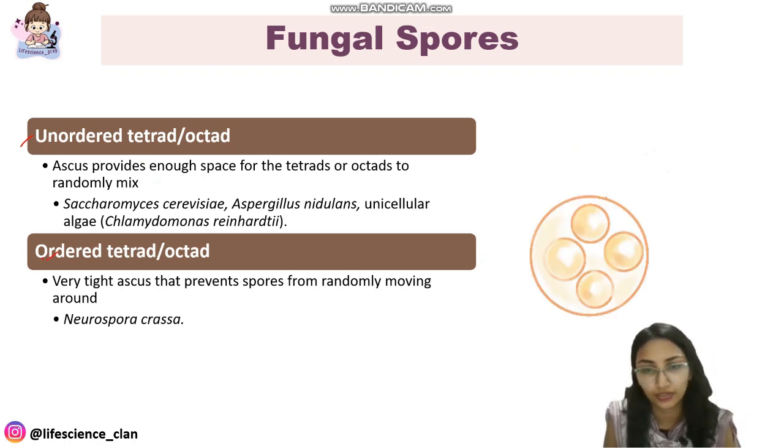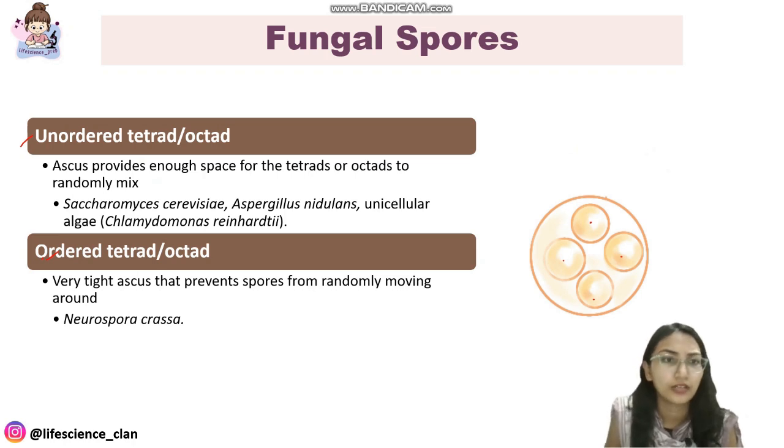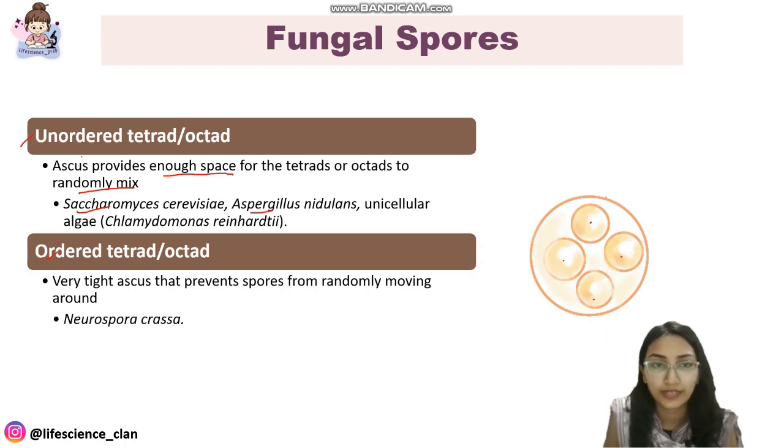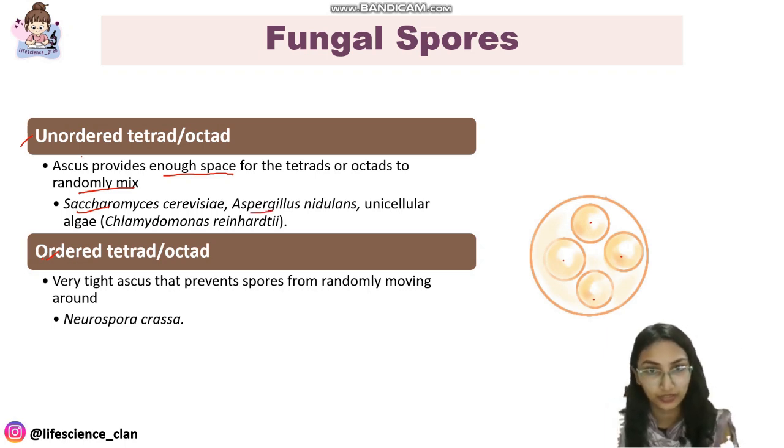Now what is an unordered tetrad? Here you can see we have an ascus sac having 4 haploid spores. These are arranged randomly because there is a lot of space in the ascus. The ascus which provides enough space for the tetrads or octads to randomly mix gives unordered tetrads. This happens in Saccharomyces cerevisiae, Aspergillus nidulans and some algae like Chlamydomonas.